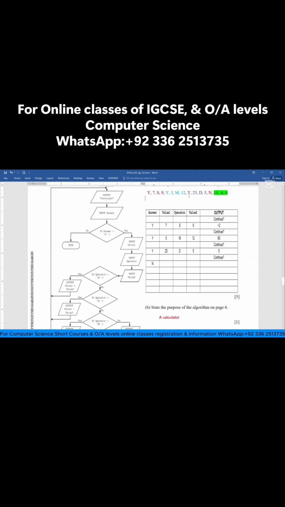Again moving back to continue, and here answer is n. Answer n means, is answer equals to y? No, it is stopping the program. So be clear, the other values here are not supposed to be a part of your flowchart at all, because after n is input, the program will stop. The program will not continue at all. Understood? Yes or no? Now making sense?